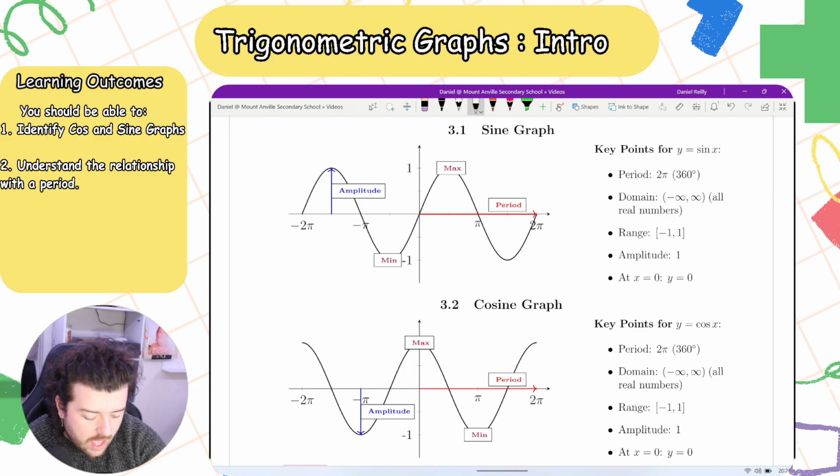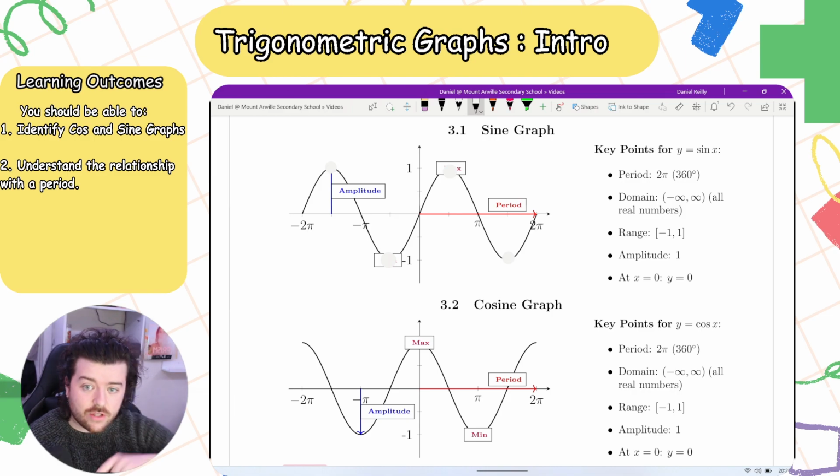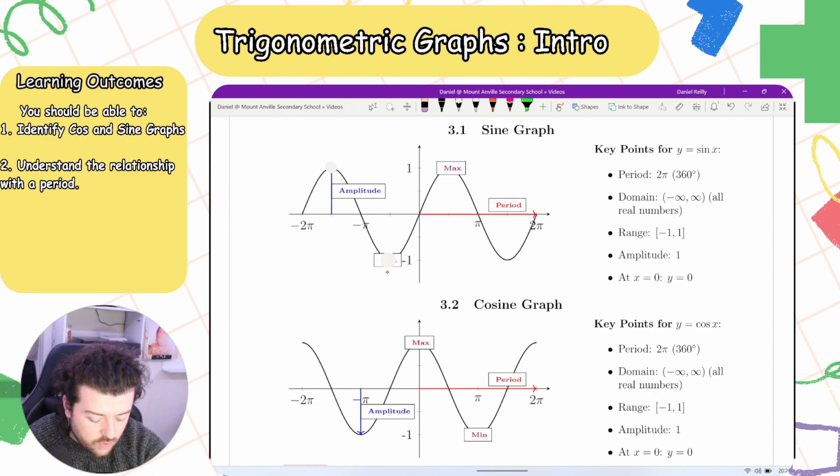On both graphs, we see they oscillate between two values. They go up to 1, down to -1, back up to 1 again and down to -1. That's called oscillating. They're going up and down, trapped between these two values.